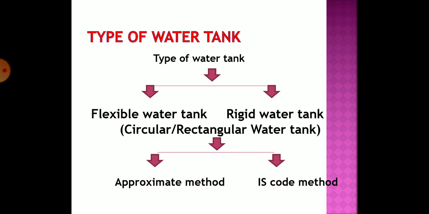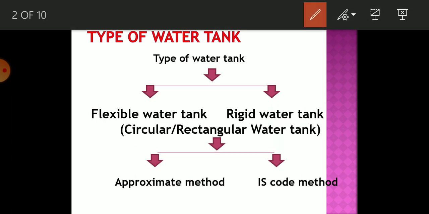So, design wise, there are two types of water tank: flexible water tank and rigid water tank. The water tank which has a flexible base is called a flexible water tank, and the water tank which has a rigid base is called a rigid water tank.